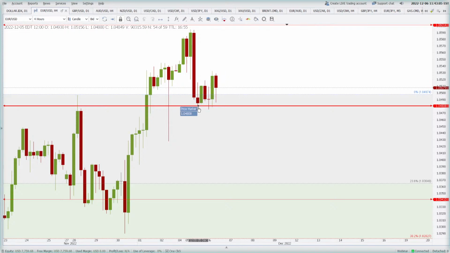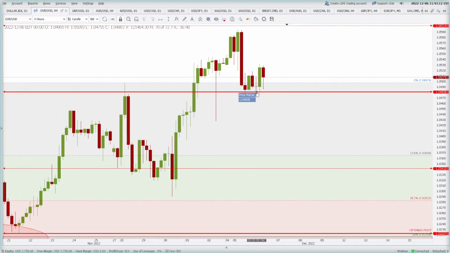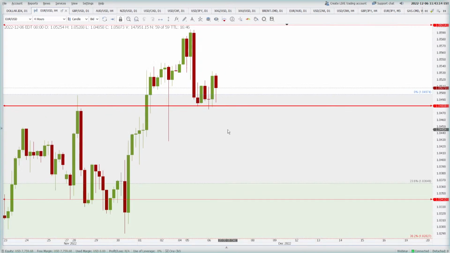Why? Because this low was violated, but there was no follow up. If there was no follow up, that means the buyers are still interested and they're pushing the price higher. Okay, and if they are pushing the prices higher, then 1.0601 is the immediate resistance after where the price is trading right now. And on the downside, we have a support at 1.0480 area, guys.